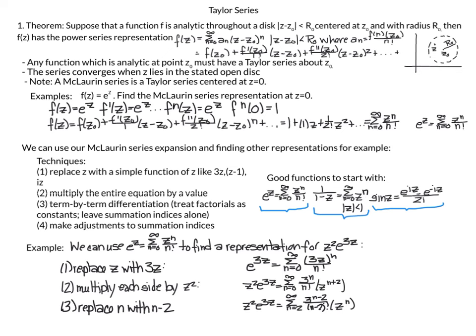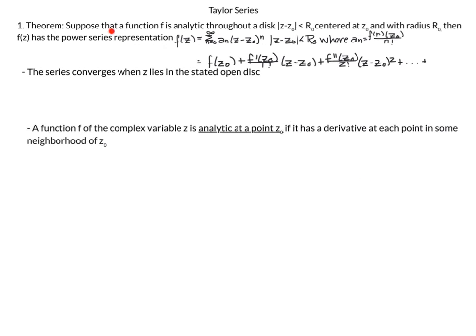That is our overview, and now we can go into more detail, more examples. We start by looking at the conditions of the theorem. So suppose that a function f is analytic throughout a disk, |z minus z naught| less than r naught, centered at z naught with radius r naught. There's a lot of knots, but anyway.